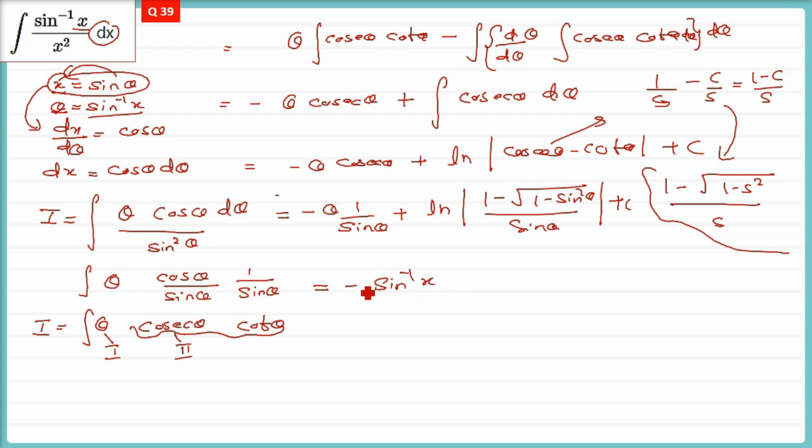In the denominator it is sine theta, which can be written as x, plus ln, log base e, modulus of 1 minus under root 1 minus sine square theta. What is sine square theta? It's x square, divided by sine theta. What is sine theta? It's x. So let's write x here, plus the constant of integration, and this is your final result.